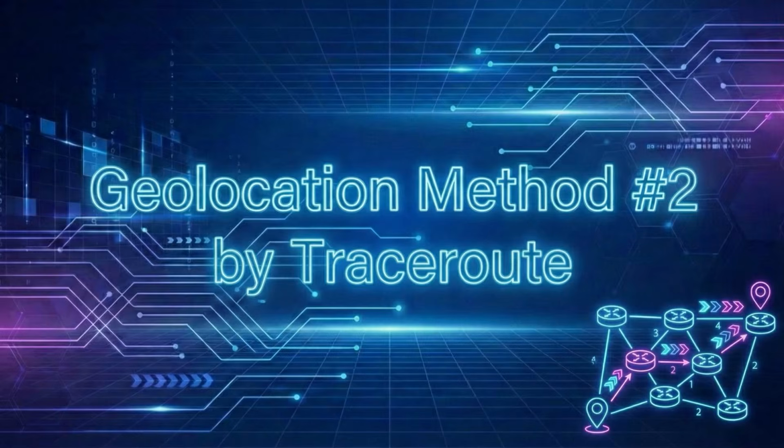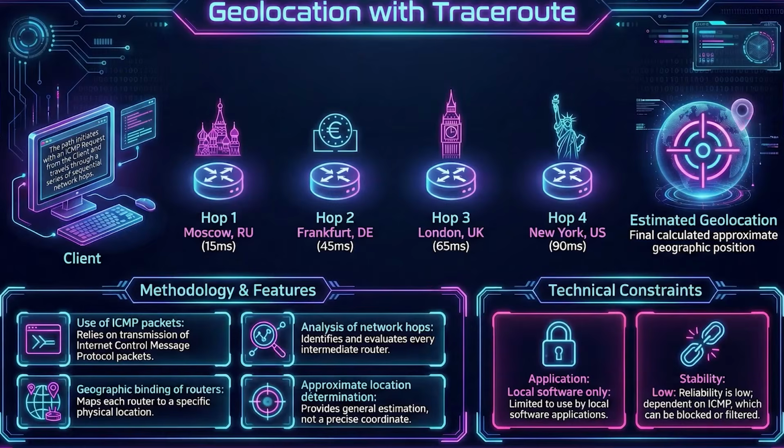Let's move on. The next method. The next method is called Traceroute. Surely you know what Traceroute is, or have anyone ever executed this command on the Windows or Linux command line? This command allows you to know how your traffic is going through how many nodes.